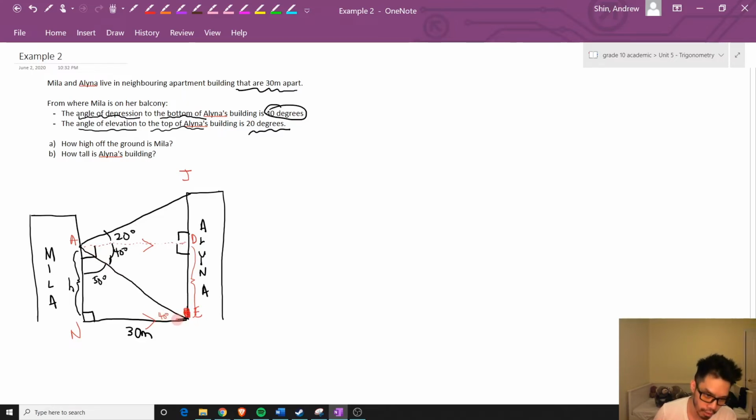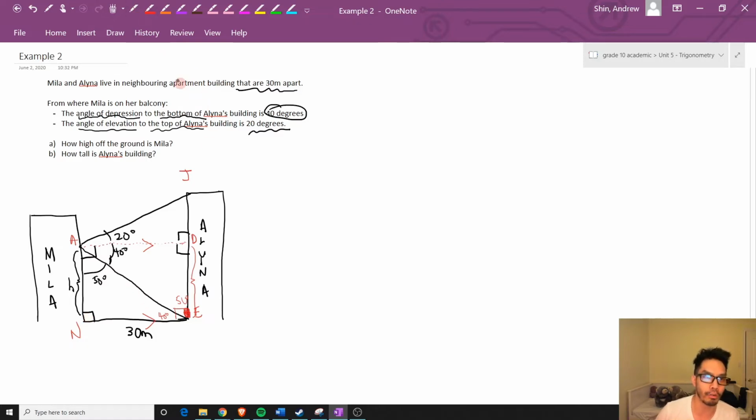And as a result, this is going to be 90 degrees because we're assuming that the building is standing up nice and tall and straight. So this will be 50 degrees right here. So we have this triangle, which is 40, 50, and we're looking for that height, or this triangle, which is 40, 50, and this height.